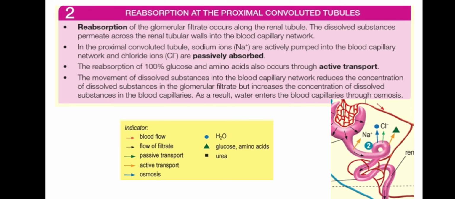PCT, the proximal convoluted tubule, is where glomerular filtrate, that means the liquid that enters the Bowman capsule, is reabsorbed all the way along. The dissolved substances permeate across the renal tubule wall. Permeate means move across. They move across by different methods: osmosis, facilitated diffusion, and active transport, based on this indicator.